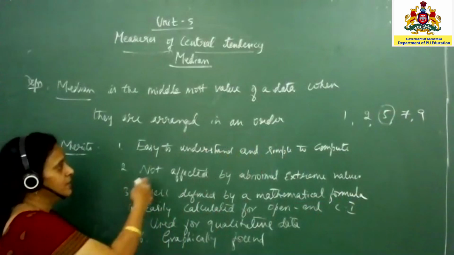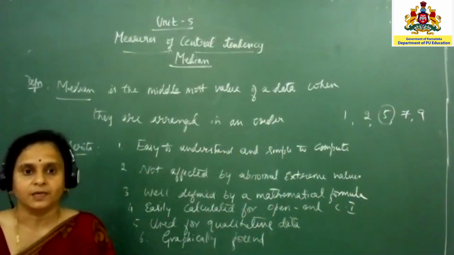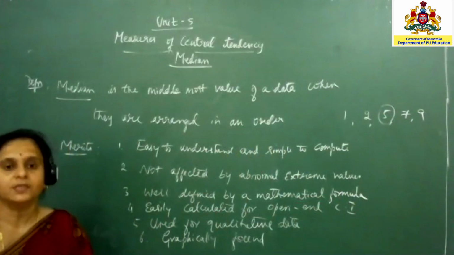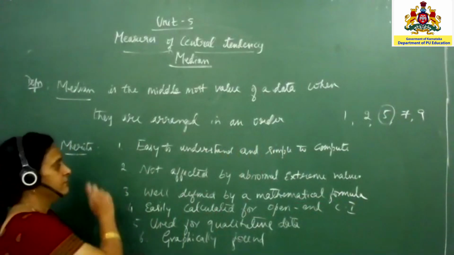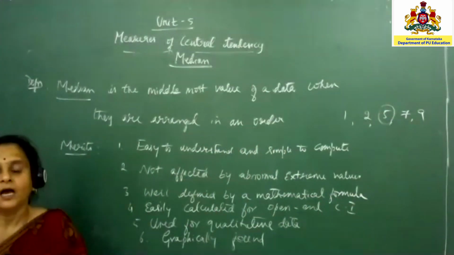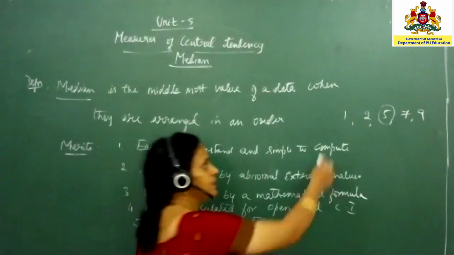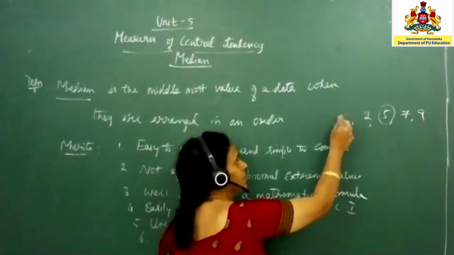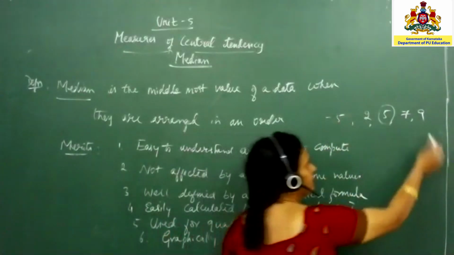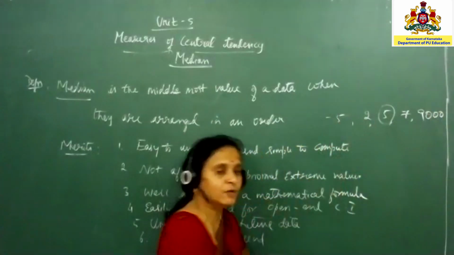Next, the merits of median. One of the merits: it is easy to understand and simple to compute, similar to the arithmetic mean. There it was simple, here also it is simple. Second, it is not affected by abnormal extreme values. For example, instead of 1 if you have -5, and instead of 9 if you have 9,000, again my median answer is 5 only.